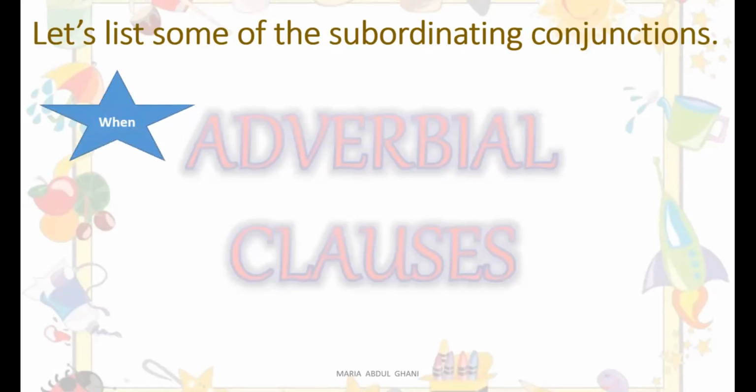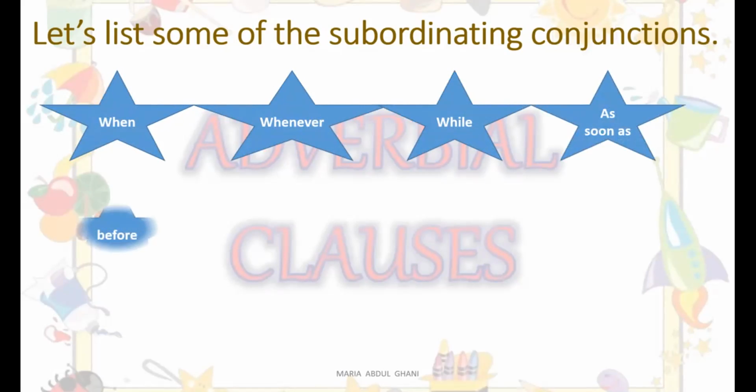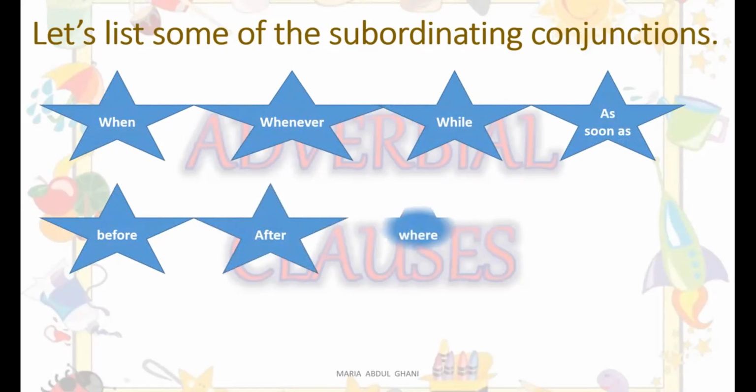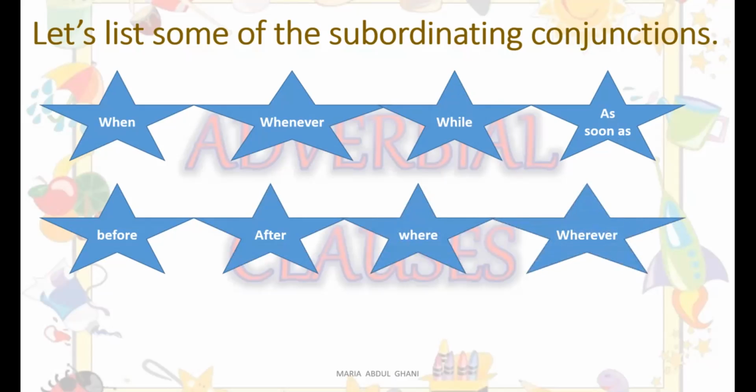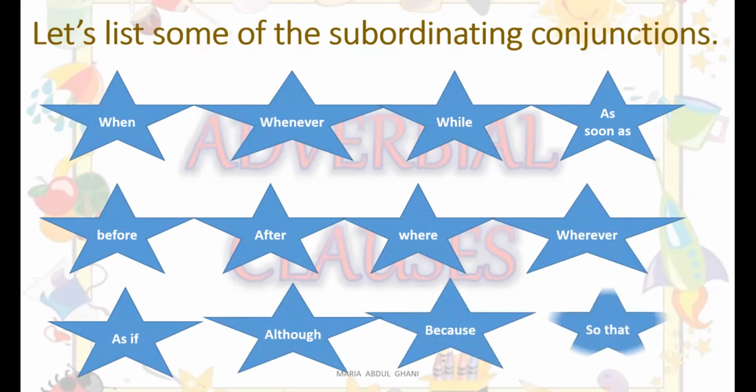Let's see my list. We have when, whenever, while, as soon as, before, after, where, wherever, as if, although, because, so that. Now, let's try to classify them.